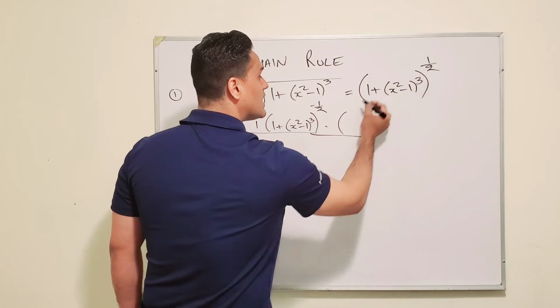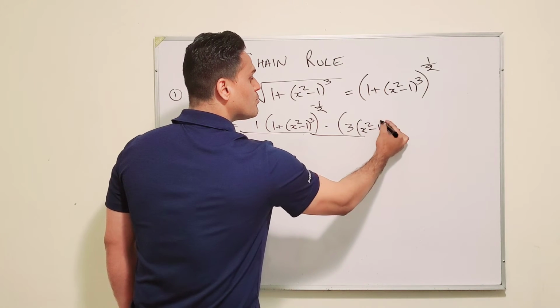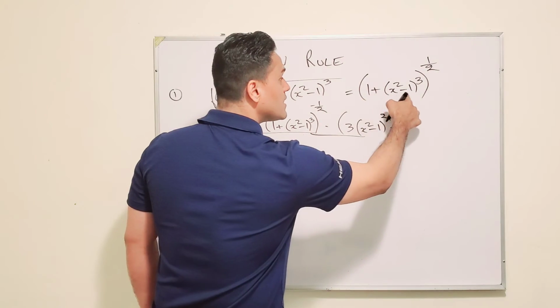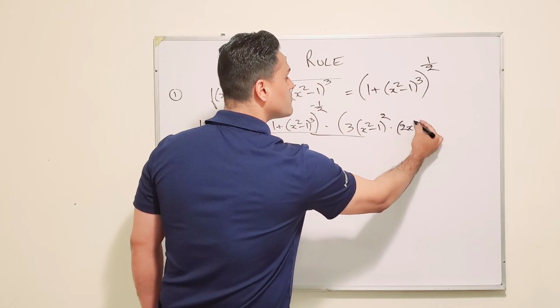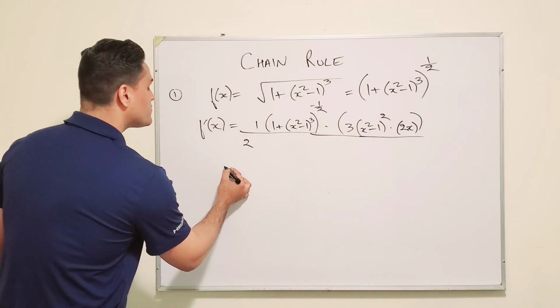So derivative of that, the 3 is going to come in front. Power is going to go down by 1. This becomes 2 times derivative of inside, which is just going to be 2x. Okay, this is the tricky question.